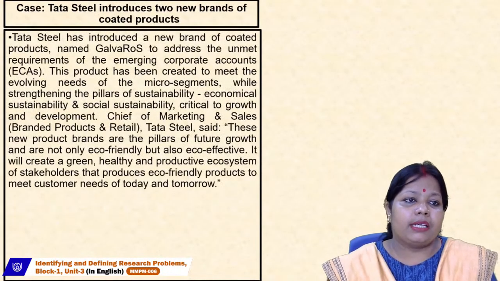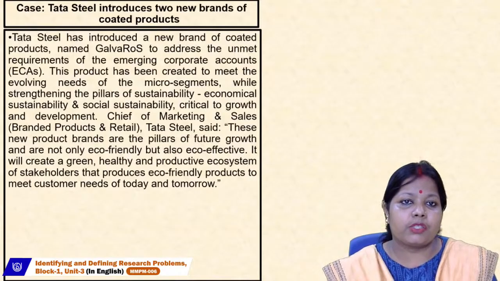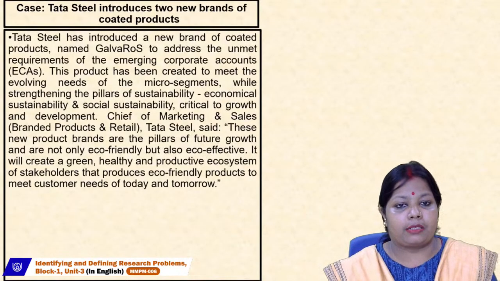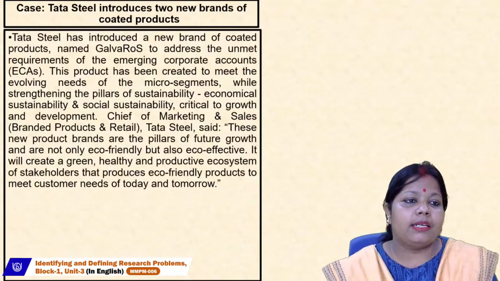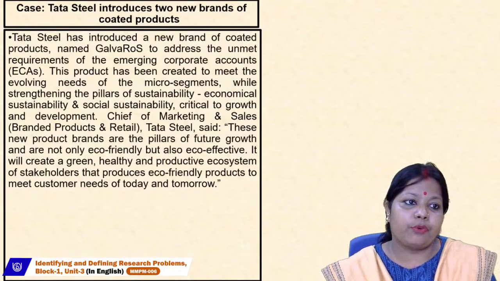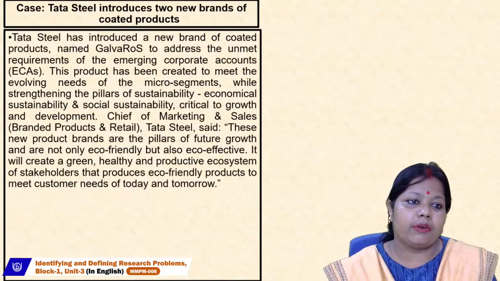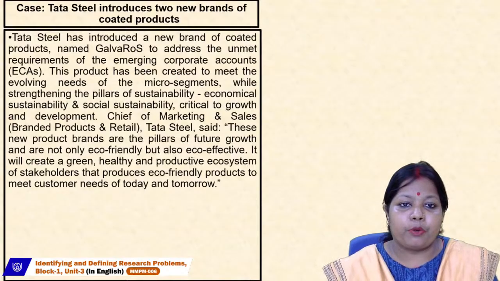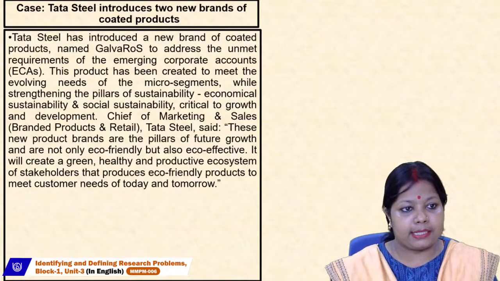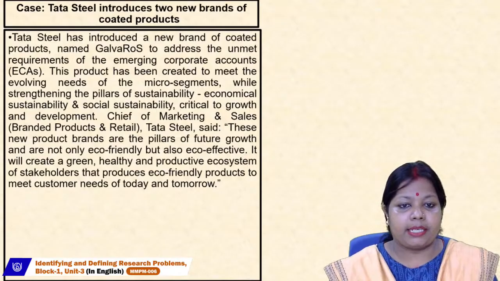Now we have a case with us. The case name is Tata Steel introduces two new brands of coated products. Let us see what happened here. Tata Steel has introduced a new brand of coated products named Galvano ROS to address the unmet requirements of the emerging corporate accounts, that is ECA. This product is created to meet the evolving needs of the micro segments while strengthening the pillars of sustainability, economic sustainability and social sustainability, critical to growth and development.